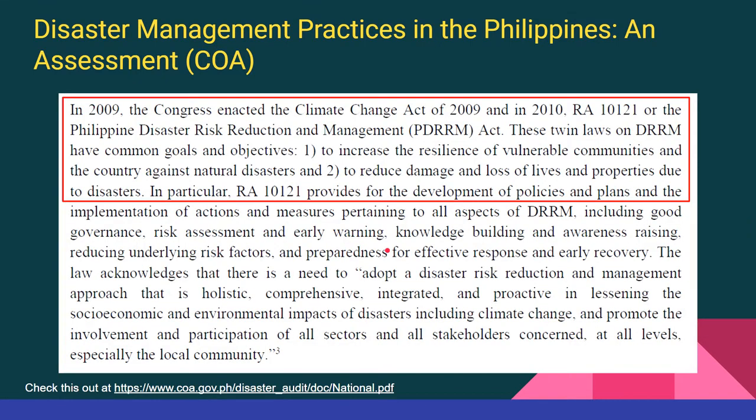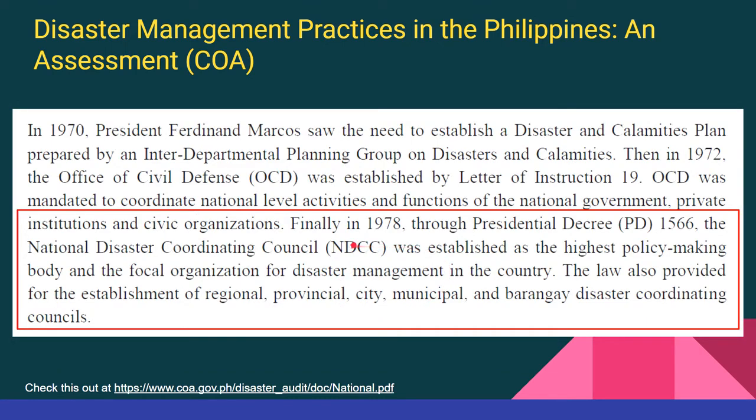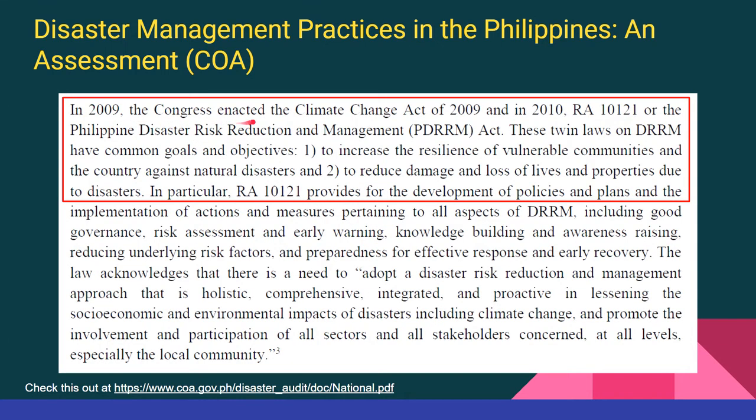So that was in 1978. In 2009, the Congress enacted the Climate Change Act of 2009 and Republic Act 10121, so that's the DRRM Act. These are very important laws. These twin laws, first one on climate change and the other one on DRRM, are very important because they have the common goals to increase the resilience of vulnerable communities against disasters. Okay, so mostly climate change played a huge role for that. And then to reduce damage and loss of lives and properties due to disasters.